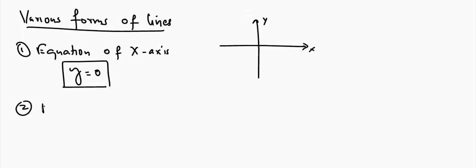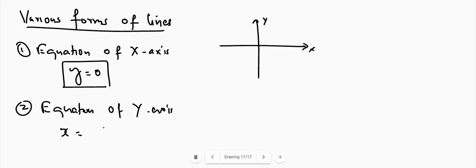Number 2, equation of the y-axis. The equation of the y-axis will be any point on the y-axis. It is a condition. Any point on the y-axis is of the form (0, y), then x will be 0. Then x is equal to 0 is the equation of the y-axis.